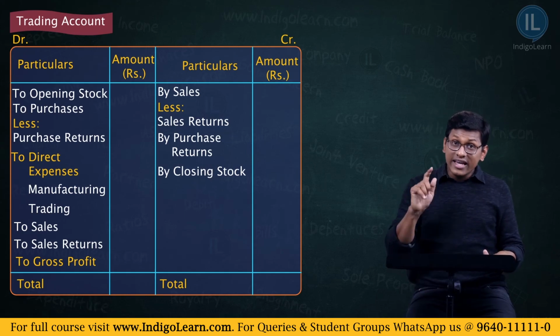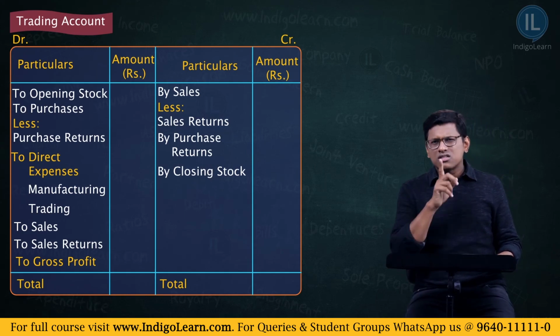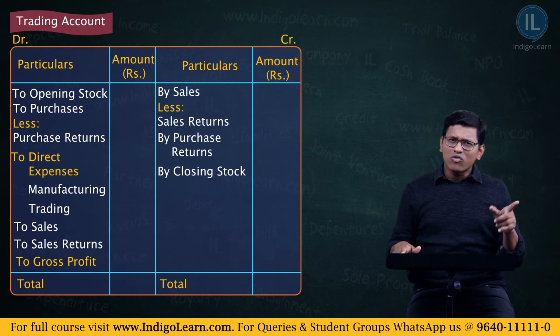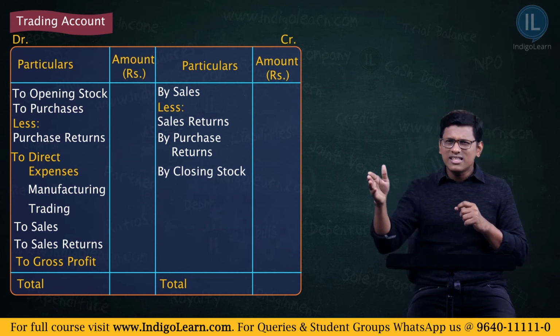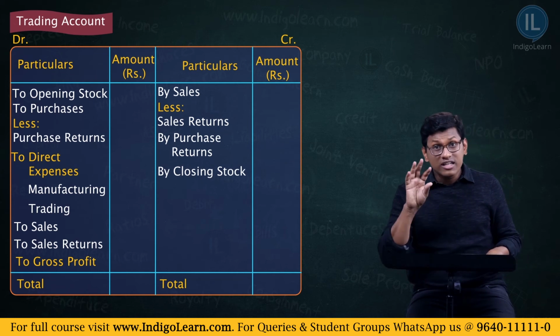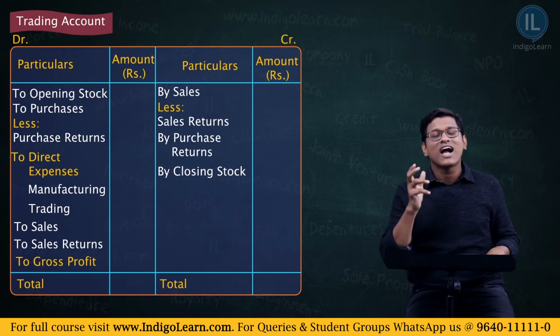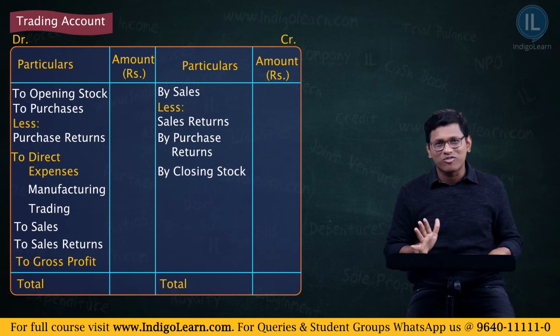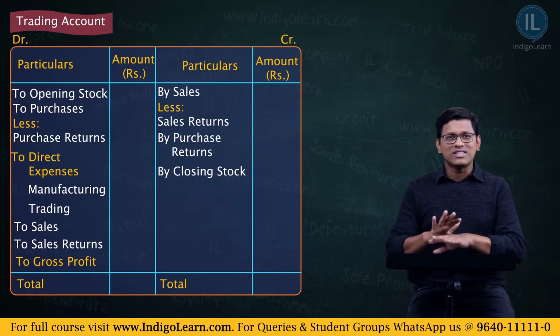Now, there will be some questions like, sir, why are we writing opening stock here? Why are we writing closing stock here? Is this really the correct gross profit? What is the logic going into the trading account? I will talk about the entire logic of the trading account before we say the discussion is over.